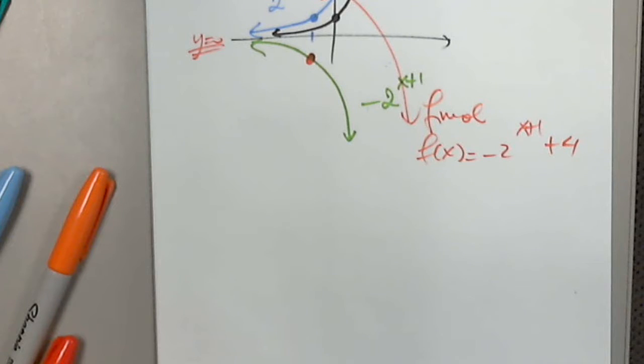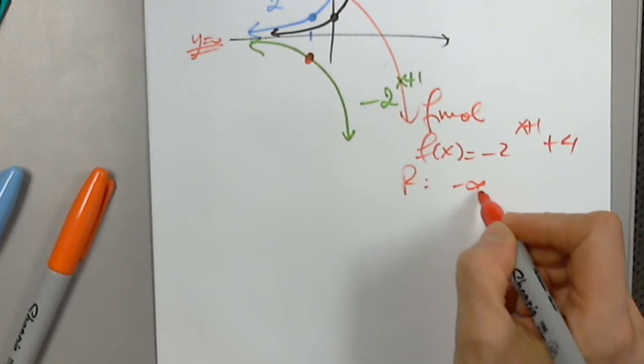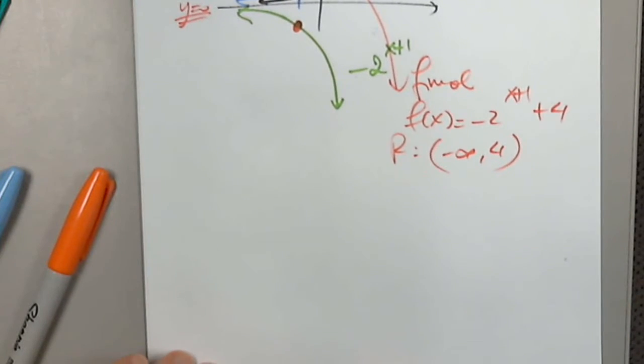Negative infinity to positive 4. Very good. That's what I was trying to say. Okay, very good. So negative infinity to 4. Perfect. That's the range. Awesome.